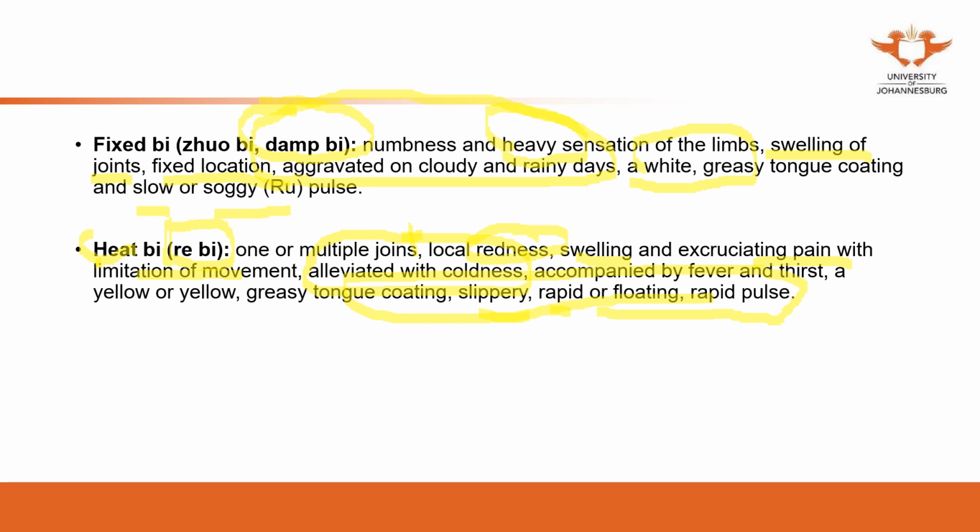So the heat bi and the painful bi. The painful bi can be relieved by warmth. The heat bi can be relieved by coldness. You also can see from the tongue. The tongue will be red with a yellow coating, red tongue, yellow coating.